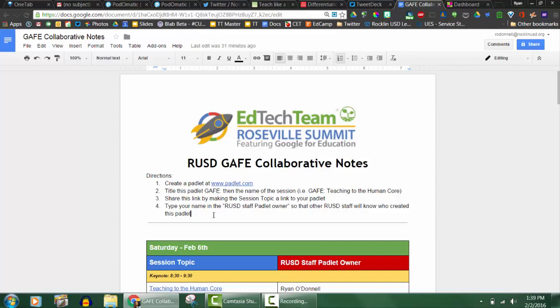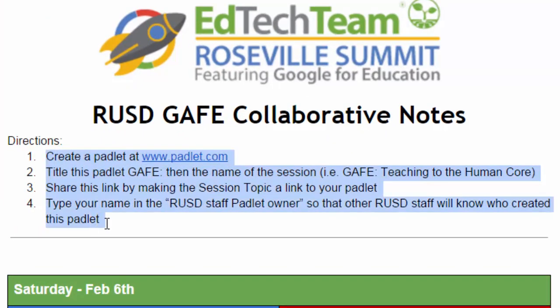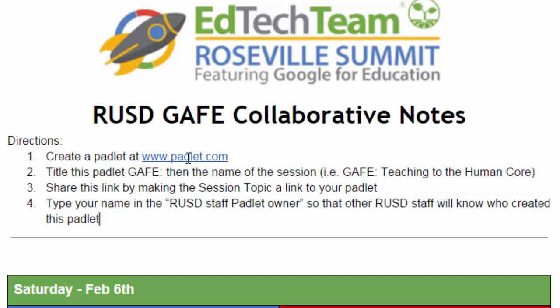We're going to use a combination of two different tools. One of them is this document right here, which is a Google Doc called the GAFE Collaborative Notes, and I've got four directions that are going to walk you through. I'm going to do that with you right now, because that involves using a separate tool right here, called Padlet.com. Padlet is just an open workspace, a place where you can simply drop a sort of digital sticky note. We are going to create a separate Padlet for each of the sessions that we attend. Let me show you how this works.